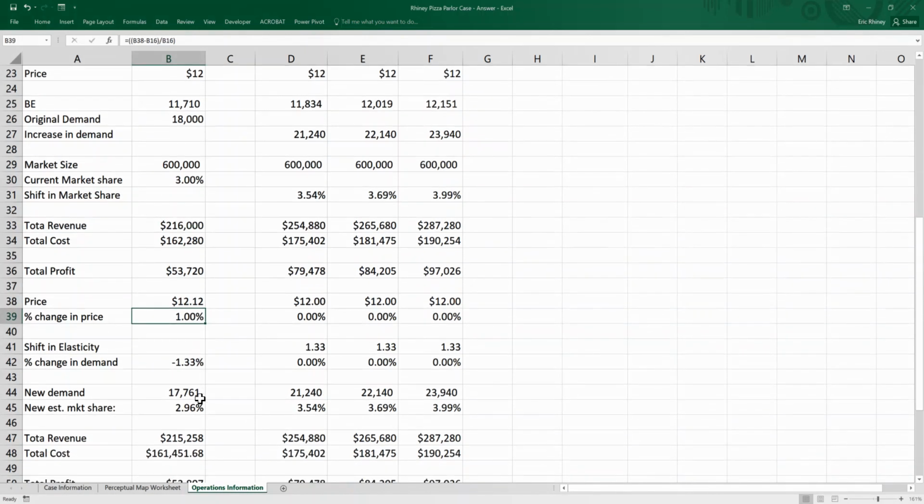And we see here that that is going to negatively impact our demand by 1.33. And so we see our new demand is 17.76, or our new estimated market share is 2.96. So there's a couple ways you could do this. We could divide this by 100 to give us 0.0133, and then we can multiply that times our, where is it, our demand, and then that would give us our new demand.